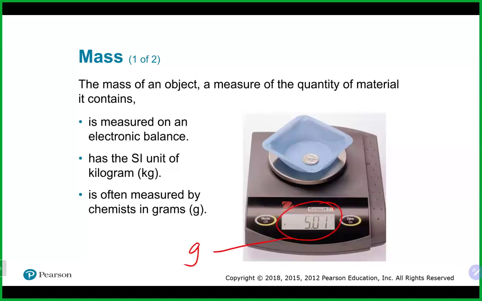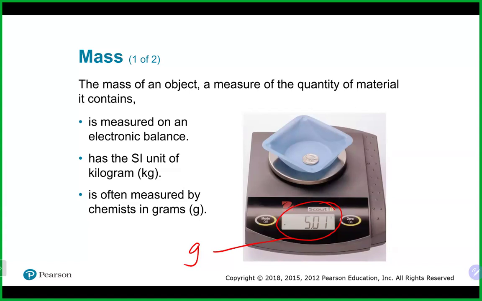By the way, if you have a digital balance or really anything that is digital and it gives you a number, it's important to record all the numbers. They're important, otherwise they wouldn't be on the digital display. So when you're recording things that are digital, like in the lab, unless otherwise instructed to only record so many digits, you typically should record all the numbers that are there on your paper.